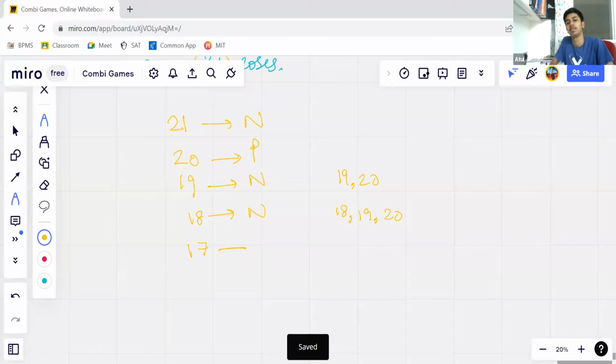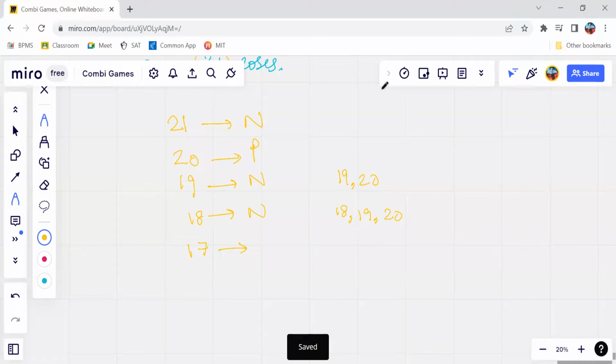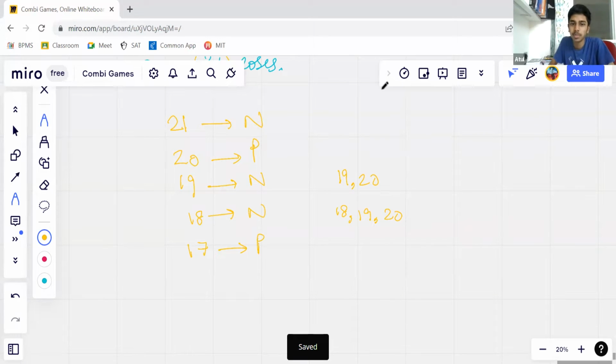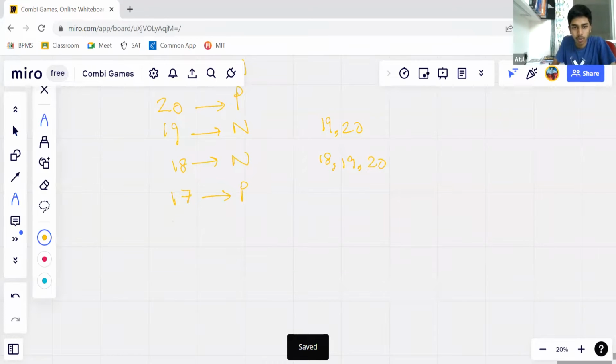Okay, but what about 17? 17 is in P position. Yes, because from 17, you can say 17, or 17, 18, or 17, 18, 19, and you will lead to an N position, whatever you do. So therefore, it must be a P position that you're at. So what about 16? Let's just do this until some numbers.